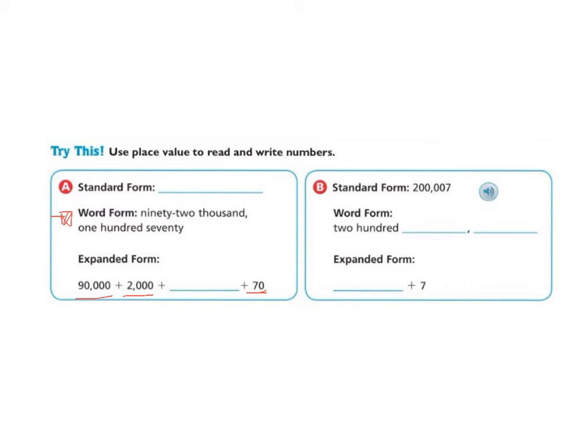We're missing something in the middle. So let's look back up here. It looks like we're missing the 100. We have the 90, we have the 2, and we have the 70. We're missing the 100. So let's fill in the 100. Now let's write this number in standard form. So we have 92,170. Now we have standard form, word form, and expanded form.